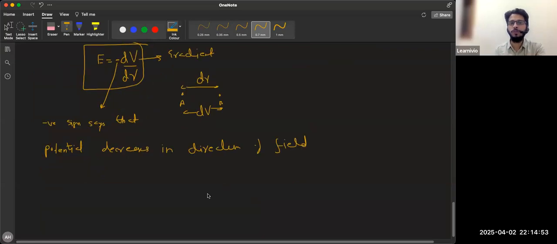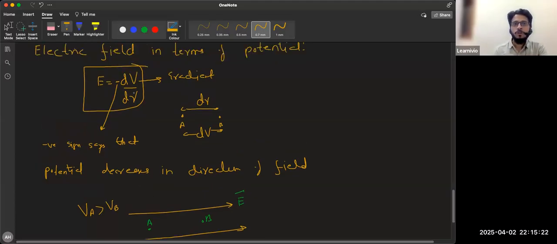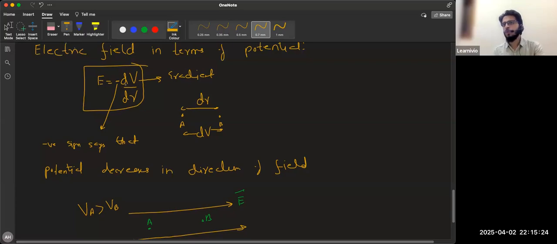Means if you have this field and we take 2 points, one is point A and another is point B, and this is the direction of field. Now if I ask you to compare the potential at A and B, when you go in the direction of field, potential decreases. So you can say that potential at A is higher and potential at B is comparatively lower. So at A it's high potential, B is low potential. Field is always from high to low potential. This type of derivative is known as total derivative.